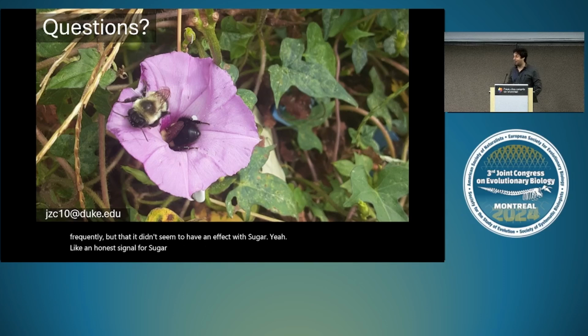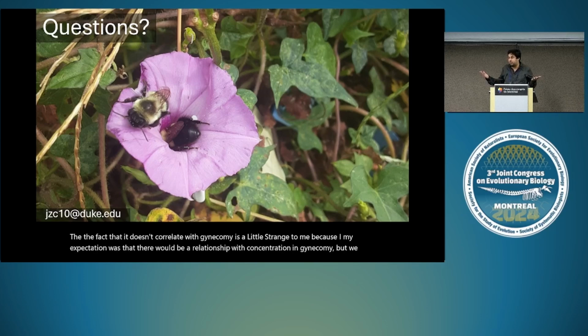That is a great question. My thought process is, bumblebees tend to trap-line, and I'm wondering if they sense out which lines are good early on in the season, and then once they've found a good line, they just keep visiting that line. The fact that it doesn't correlate with geitonogamy is a little strange to me, because my expectation was that there would be a relationship between sugar concentration and geitonogamy, but we don't seem to really see anything there. Which is super cool. Thank you very much. Yeah, no worries.